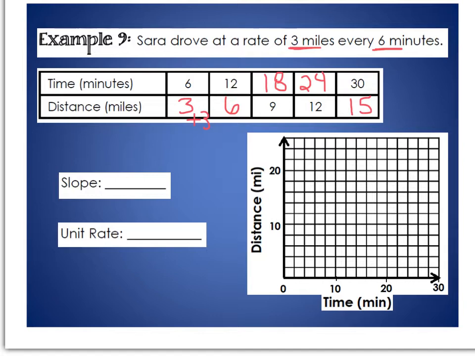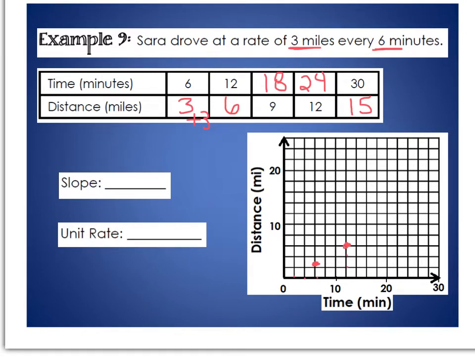So, if we look at our graph, it is counting by 2's. So on the time, we need to go over to 6, so that's 2, 4, 6, and then we need to go up 3. So that's going to be in between those 2 lines. Okay? Next we have 12, 6. So I go to 1 line past the 10 because that would be 12, and then I go up 3 lines because that would be 2, 4, 6.